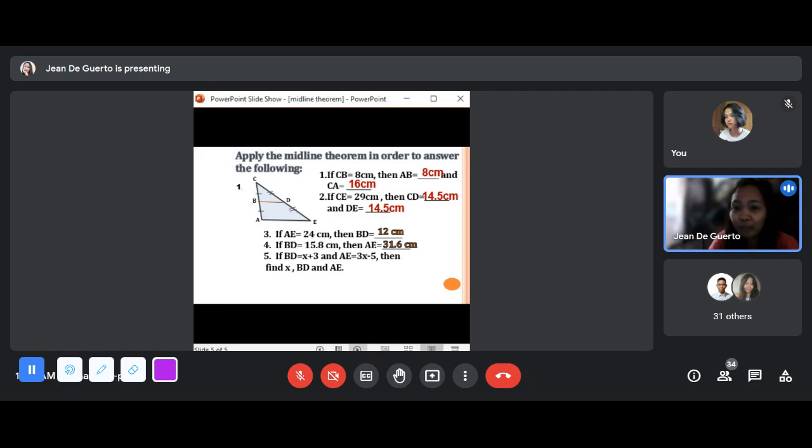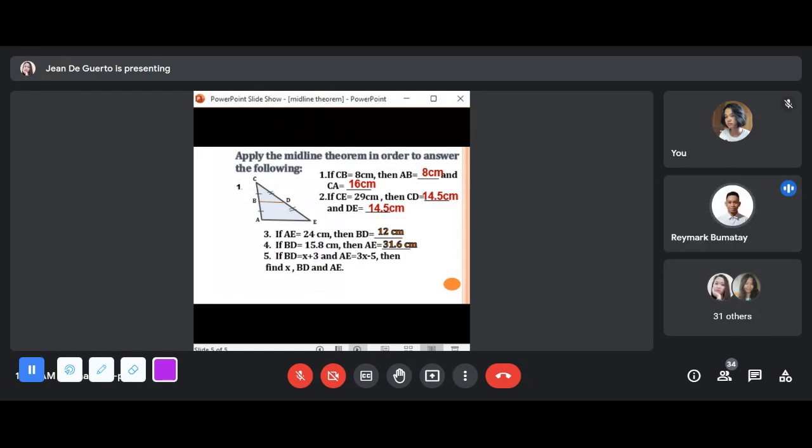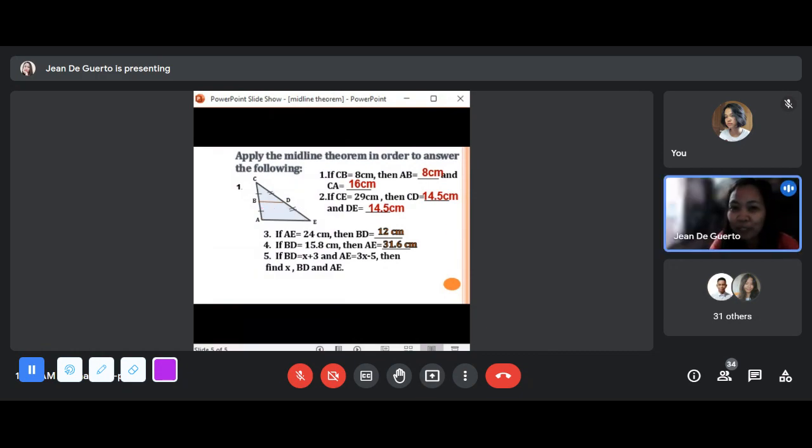Who would like to give me the value of x? Raymark. Ma'am, 4 po. Why? What will be your equation? Just give the equation. Ma'am, x plus 3 is equal to 3x minus 5 po. They are equal? Yes, ma'am, because congruent, hindi po congruent, pero parallel po kasi. Oh, they are parallel but they are not congruent.